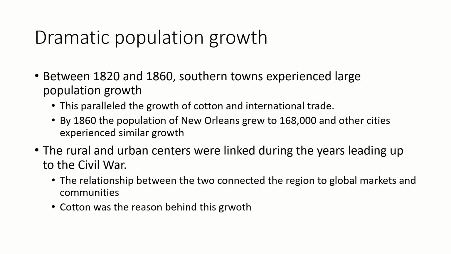At the same time, Charleston's population nearly doubled, Richmond expanded threefold, and St. Louis experienced the largest increase of any city in the nation, expanding from a frontier town of 10,049 to a booming Mississippi River metropolis of 160,773. The city and the field, the urban center and the rural space, were inextricably linked in the decades before the Civil War, and that relationship connected the region to a global market and community.